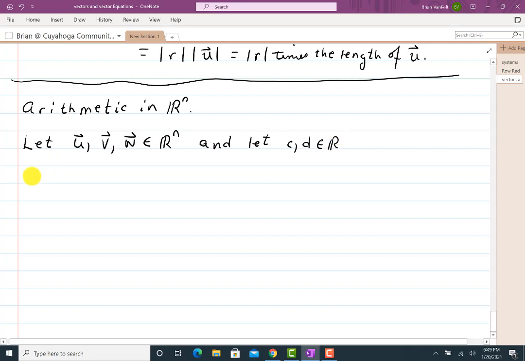So 1, here's the rules. 1, if I take u plus v, that's going to equal v plus u. The order that I add them doesn't matter. So this is the commutativity.